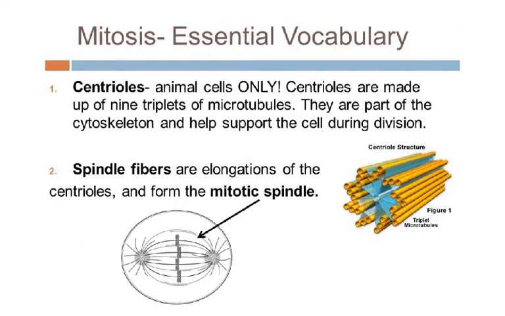Then coming to another important point, centrioles are in animal cells only. Centrioles are made of 9 triplets of microtubules. So this is one triplet, this is the second triplet, this is the third triplet, fourth, fifth, sixth, seventh, eighth, and ninth. So 9 triplets, and they're part of the cytoskeleton and help support the cell. Spindle fibers are elongations of the centriole and form the mitotic spindle.